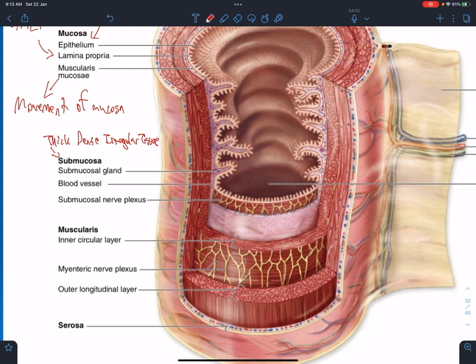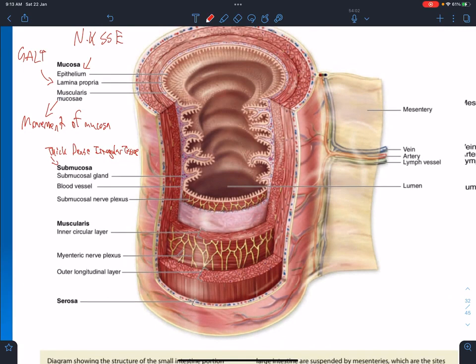So the submucosa. And there's another exception you need to know for the esophagus. The esophagus is the only upper GIT organ, along with the duodenum, that contains glands in its submucosa. They contain submucosal glands. The duodenum and the esophagus are the only digestive tubes in your upper GIT that contain glands in their submucosa. And those two glands are basically mucus-secreting glands.